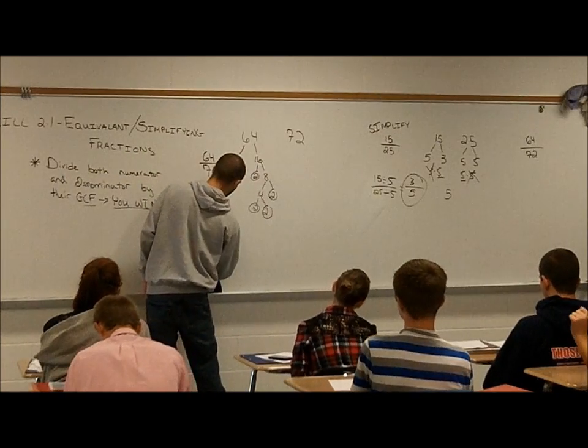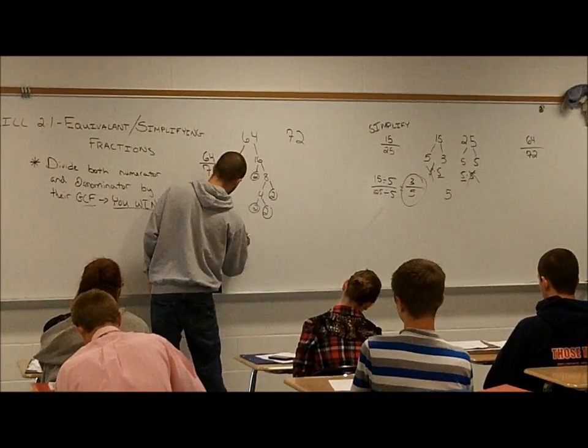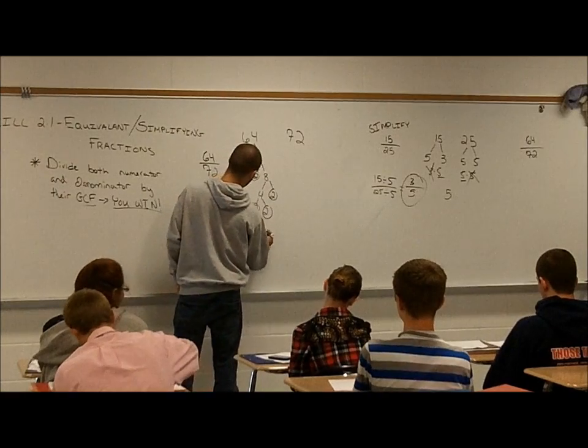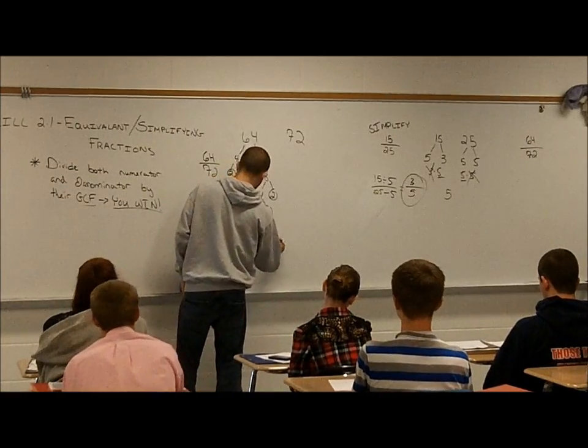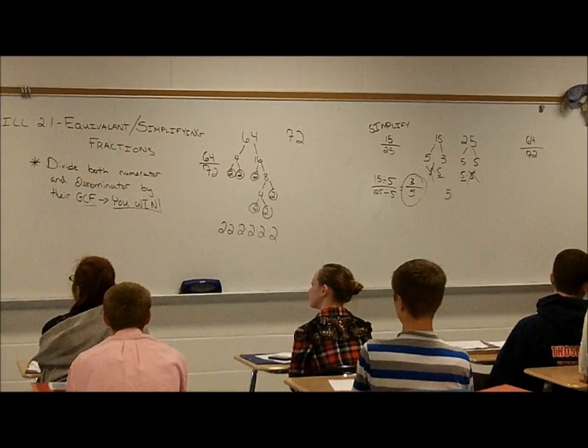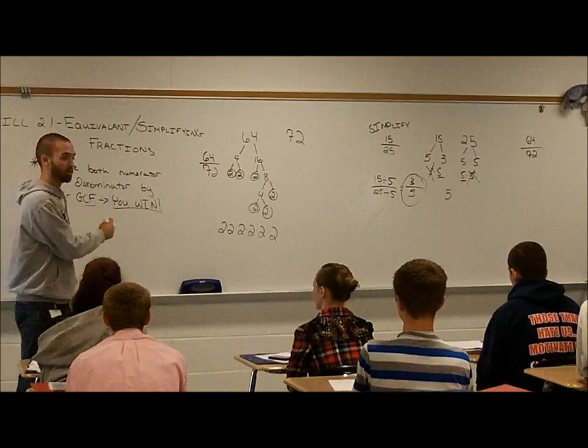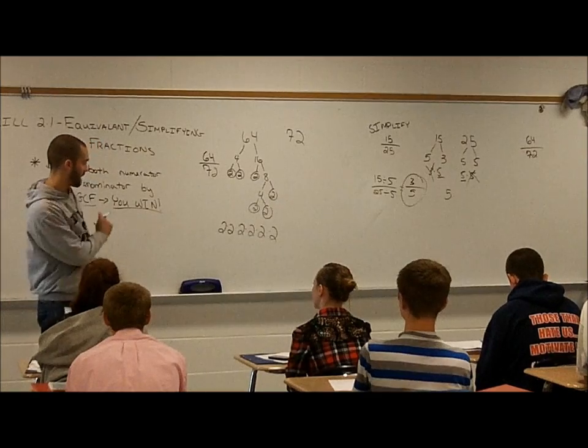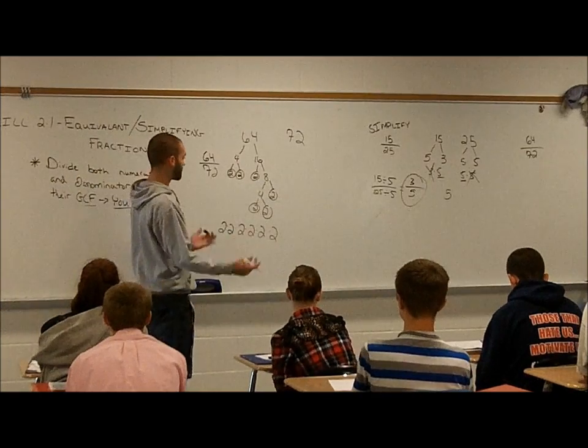So I write 2 times 2 times 2 times 2 times 2 times 2. Do I want to write it as 2 to the 6th power? No, not for greatest common factor. Now we have to do 72.